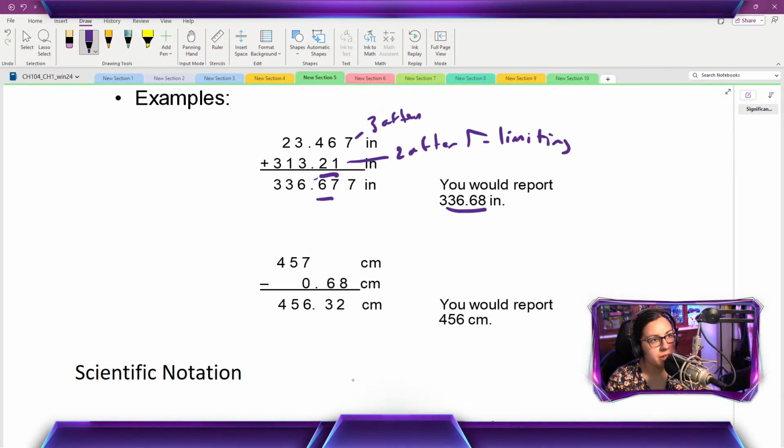And so again, same thing for this one. So that's why it's important to report accurately, right? We probably wanted to have those 2 zeros so we could report 456.32, but that wasn't the measurement we were given. So we're just given 457 with nothing after the decimal point. So we can't report anything after. So we have to round it to 456.